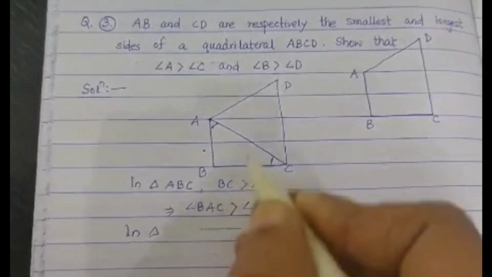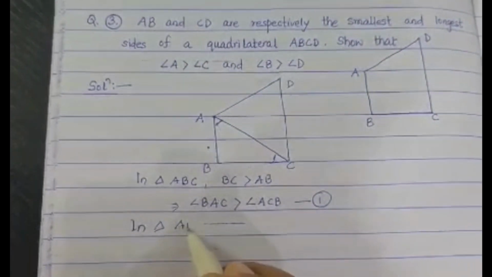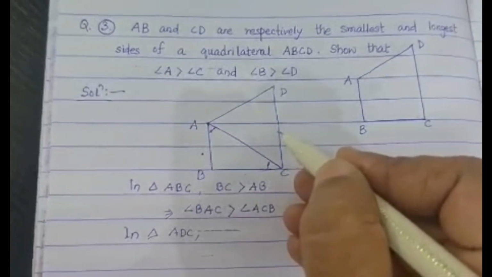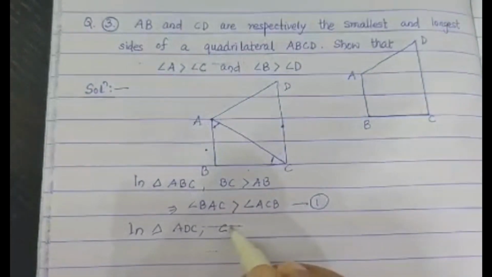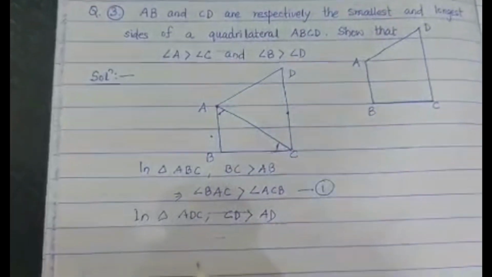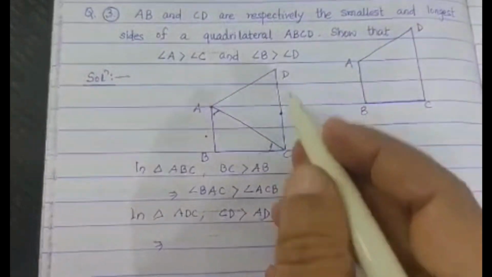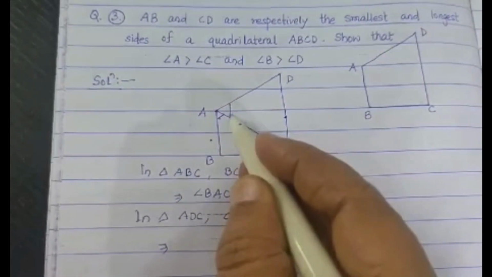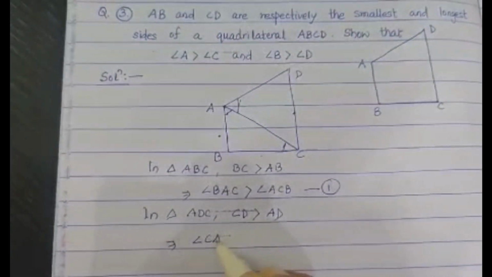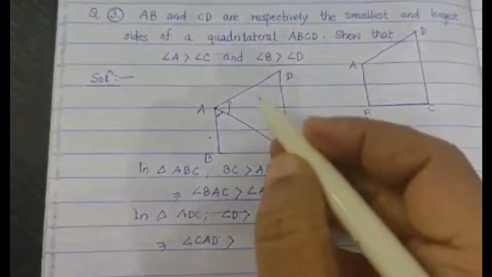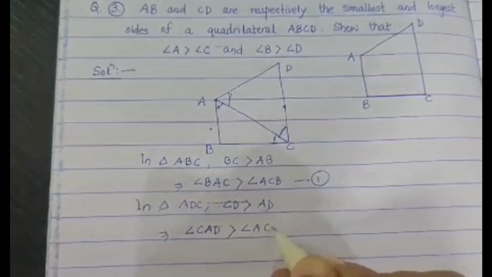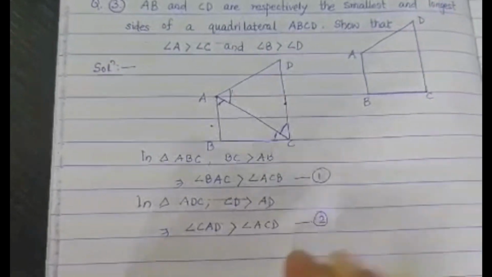Also in triangle ADC, since this is the largest side, CD is always greater than AD. This implies the angle opposite to CD, which is this one, angle CAD or DAC. So angle CAD is always greater than this angle ACD. Let us suppose this is 2.